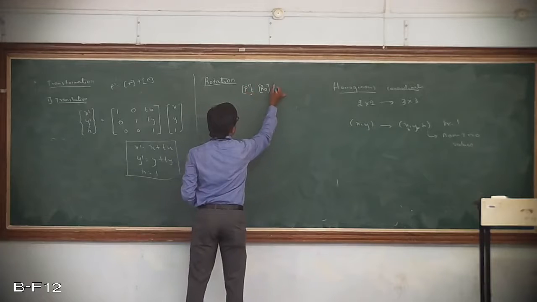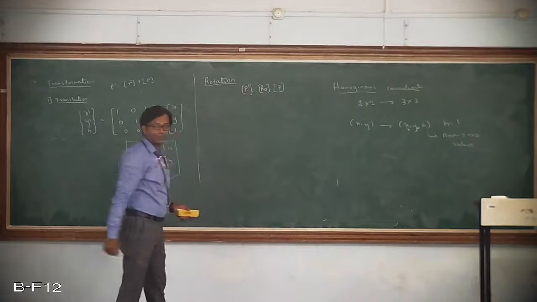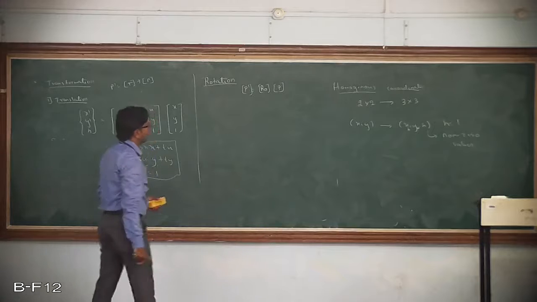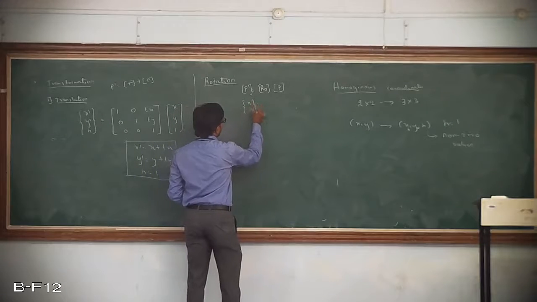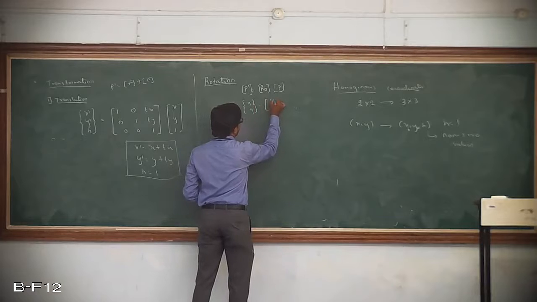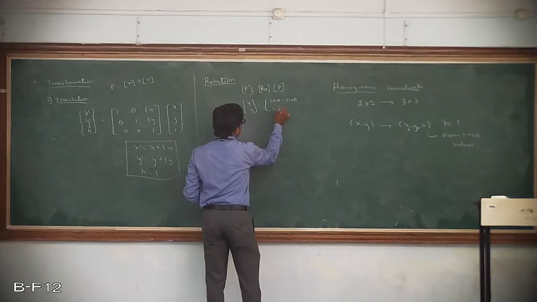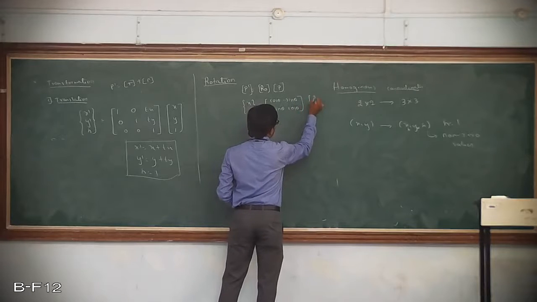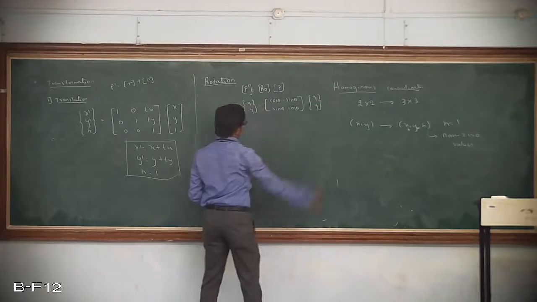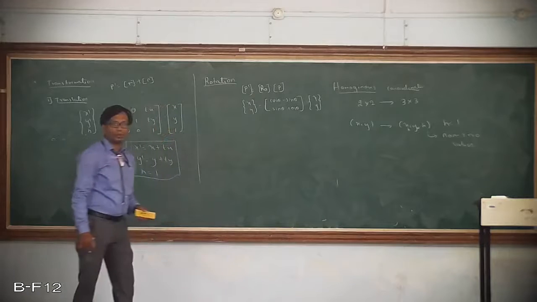P dash is equal to R theta into P. What we used to write here? Basically x, y, here cos theta, minus sin theta, cos theta into x y. This was the original one when we used to write. So now we need to convert this 2 by 2 into a 3 by 3 matrix.